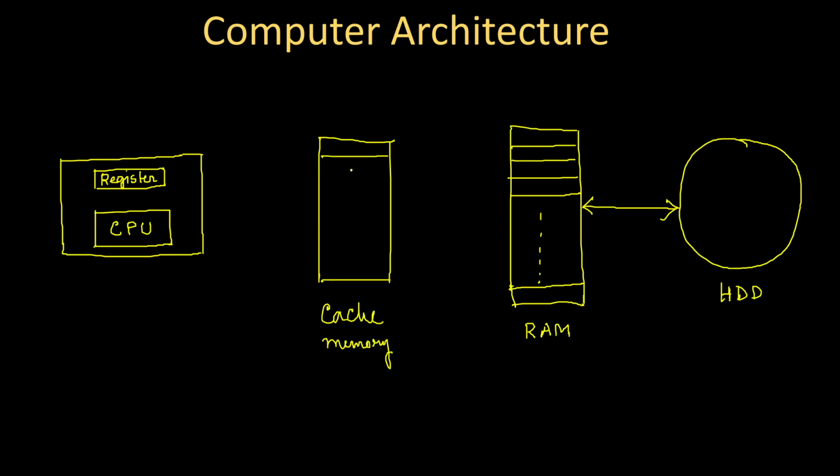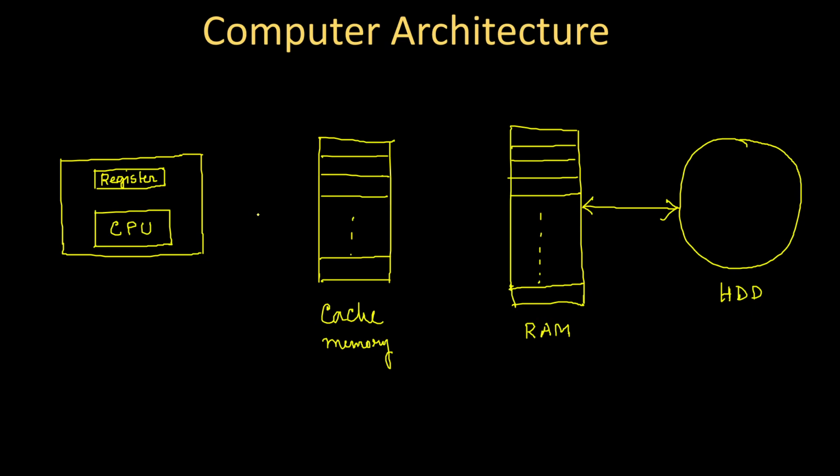Cache memory is also like a RAM, but the difference is that cache memory is actually a static memory, whereas RAM is basically a dynamic memory. That's why cache is also called static RAM. So that's why this cache is very fast compared to RAM. So naturally I can make the computer system much faster.